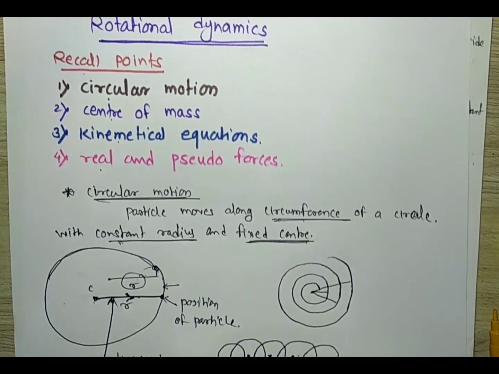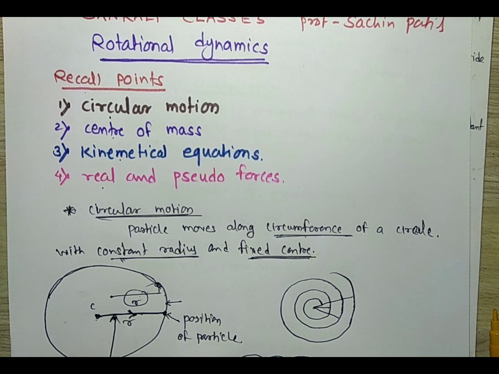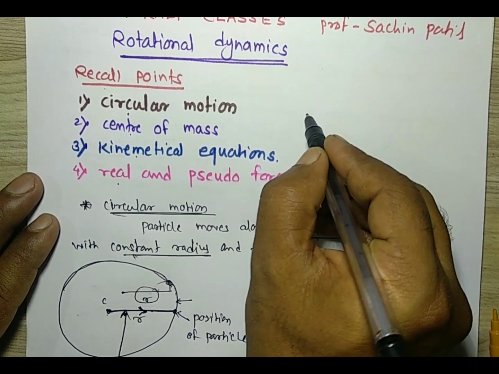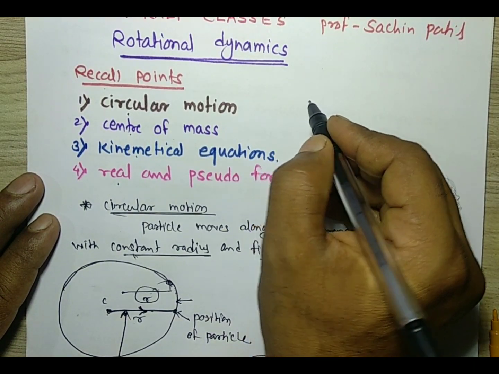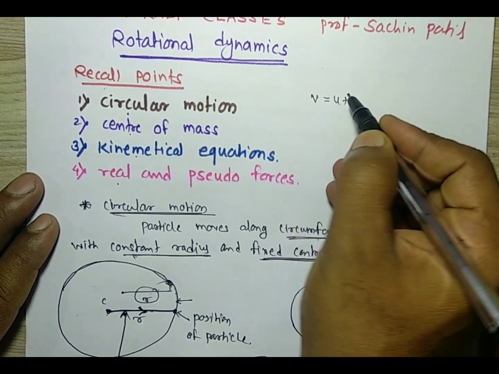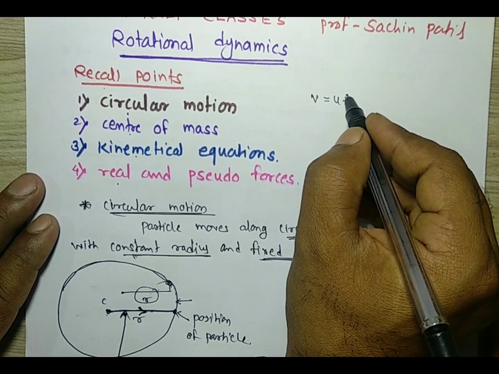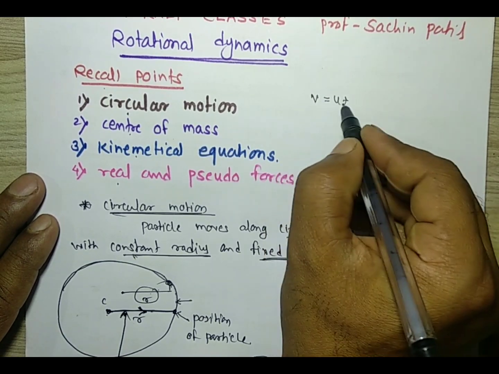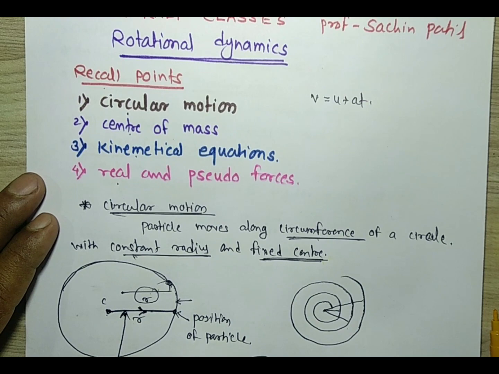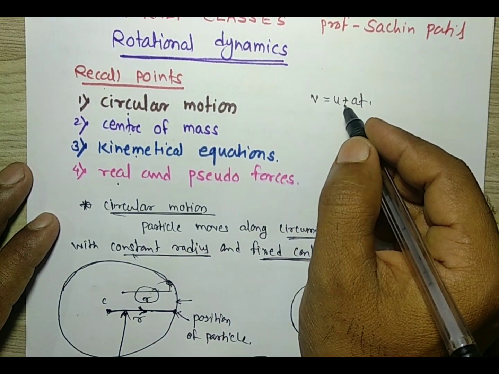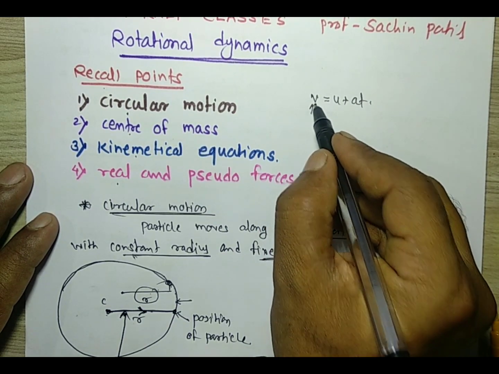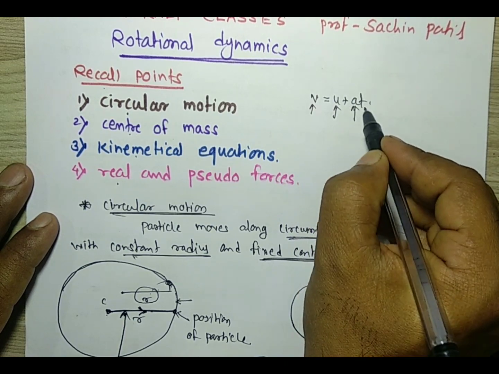Now we are moving to the kinematical equations. There are three kinematical equations in consideration. First of all, one kinematical equation is v = u + at, where v is the final velocity, u is the initial velocity, a is the acceleration, and t is the time.